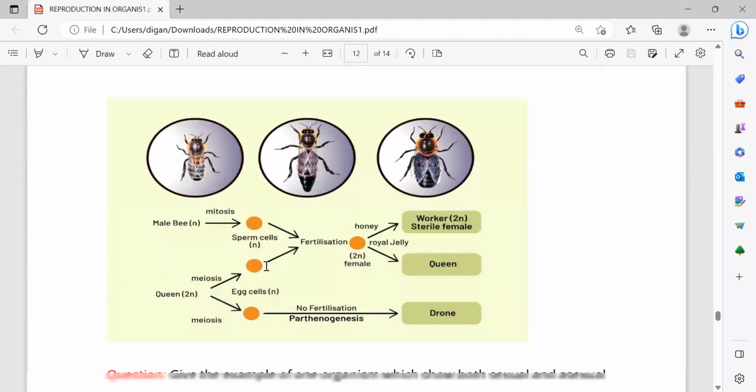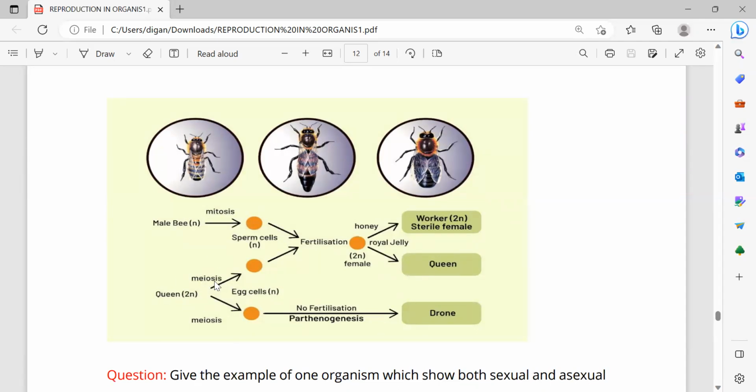So look, this is the diagram of the honeybee, meaning this is the life cycle. How gametes are involved in honeybee, I am going to explain with the help of this diagram. In a beehive, there are three types of honeybee: one queen bee, some workers, and some male bees, which are known as drones.